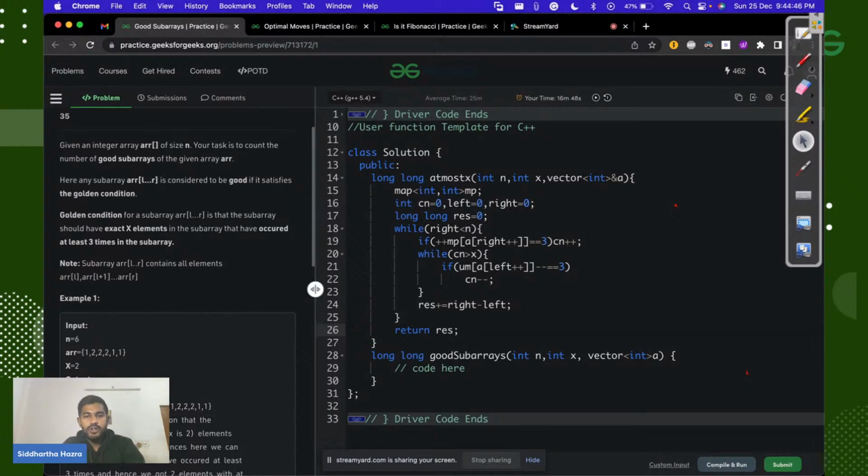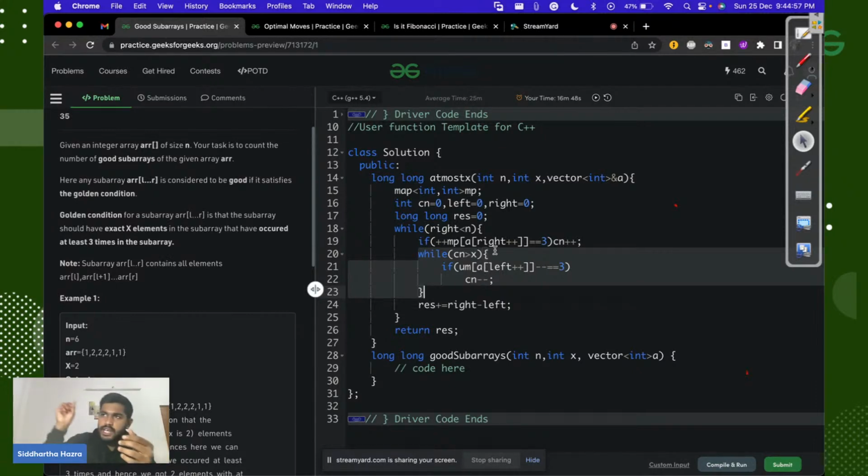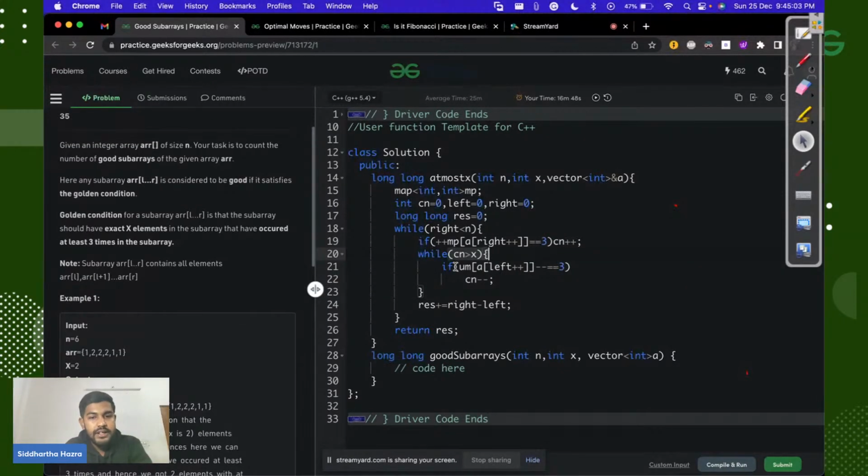So this is how we are increasing the count. After that, if the number of values is more than x, suppose we want at most x, then we need to lower it down a bit. So we have lowered it down a bit. Left would increase and the count would be less. At the end, res plus equals right minus left, and we return it.